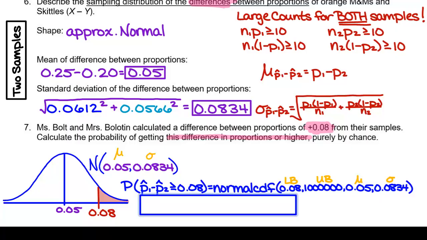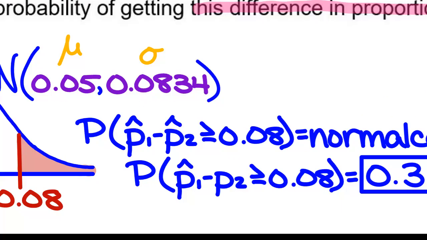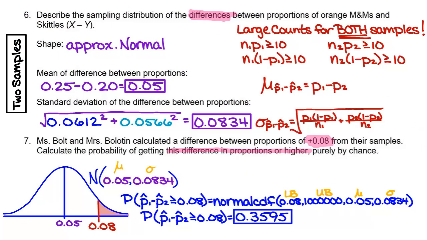And then, what do you get? What is this probability? Yes. 0.3595. And again, this should be p hat 1 and p hat 2. I don't know how I lost my hats on there.